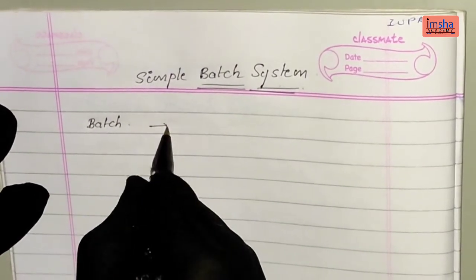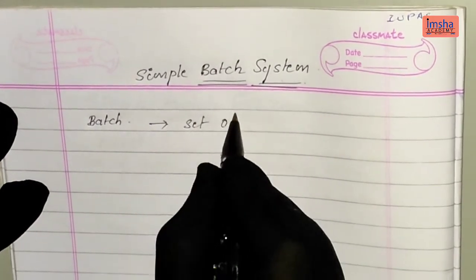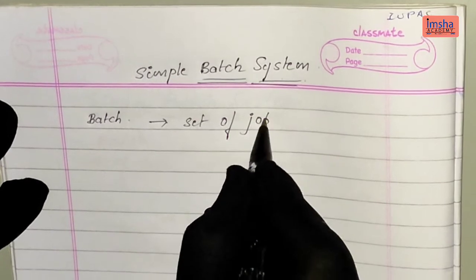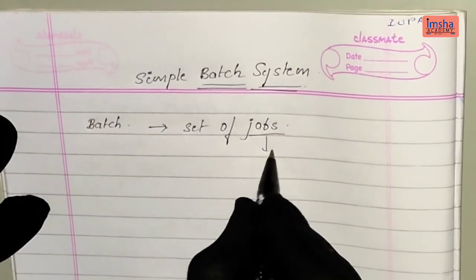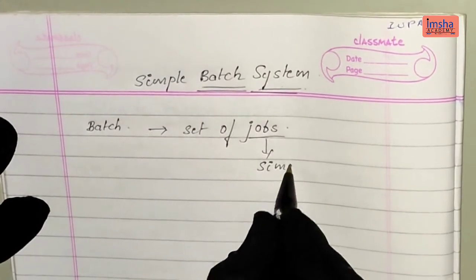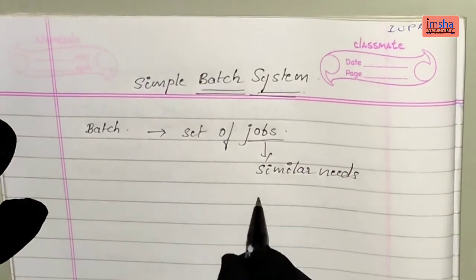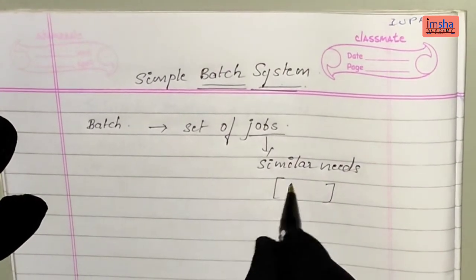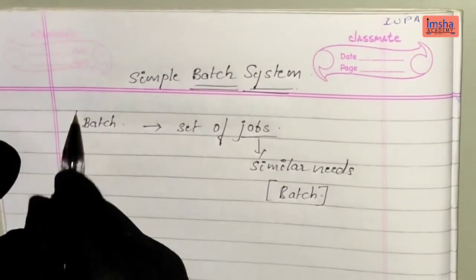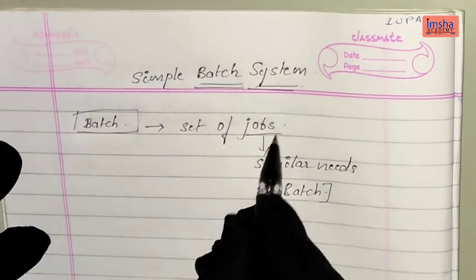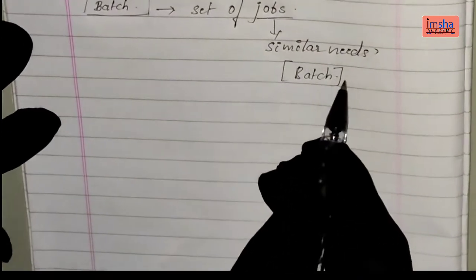So batch is nothing but a set of jobs. Batch is nothing but what? A set of jobs. When jobs with similar needs are grouped together, it forms what? A batch. So batch is nothing but a set of jobs with similar needs grouped together to form a batch.